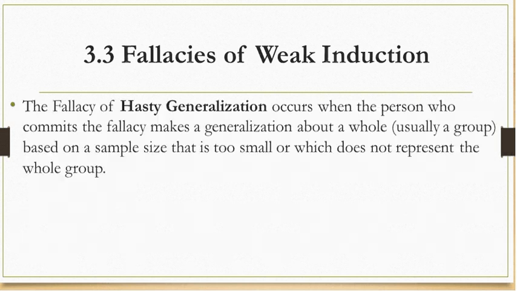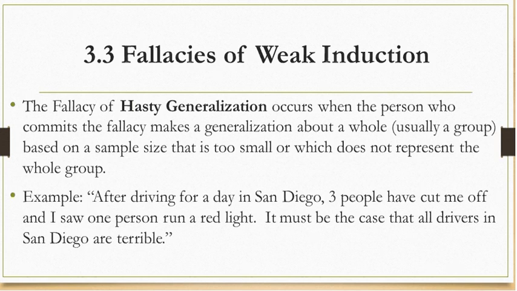Okay, our next fallacy is the fallacy of hasty generalization. This occurs when the person who commits the fallacy makes a generalization about a whole, which is usually a group, and it's based on a sample size that is too small or which does not represent that whole group. Here's an example of that. After driving for a day in San Diego, three people have cut me off, and I saw one other person run a red light. It must be the case that all drivers in San Diego are terrible.